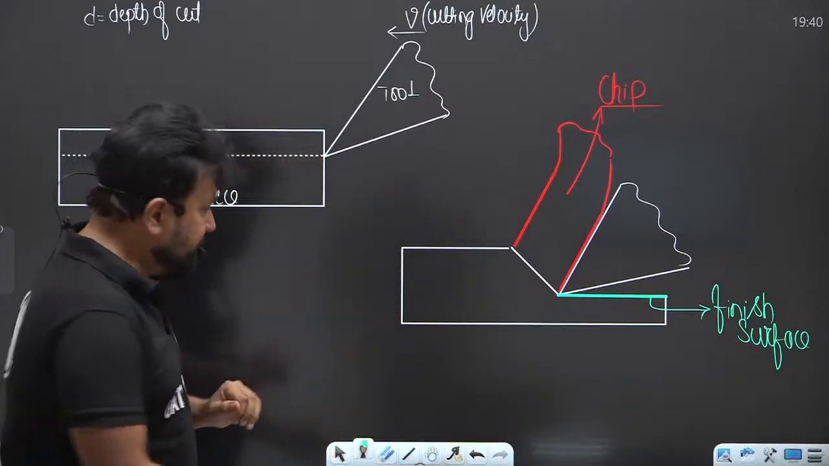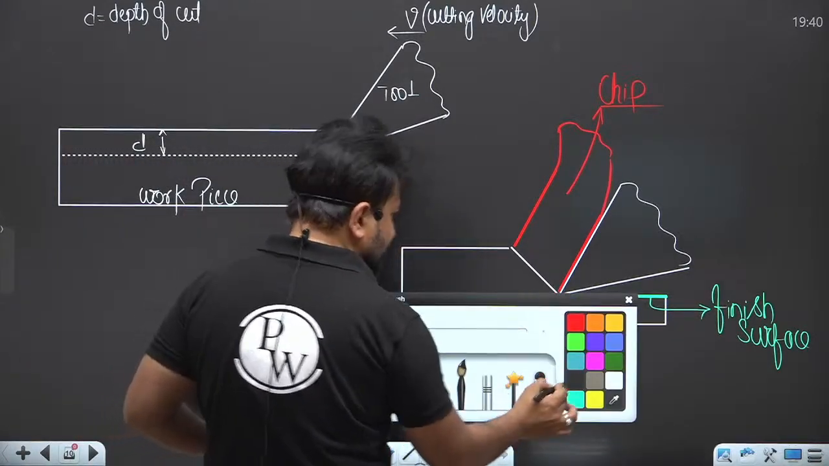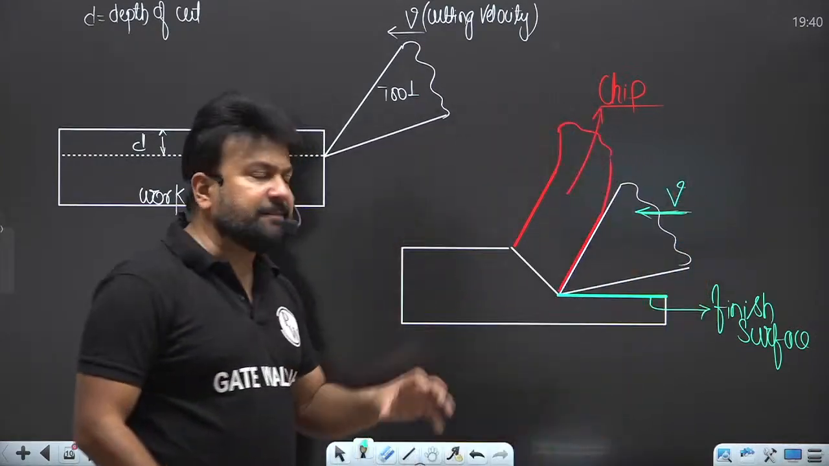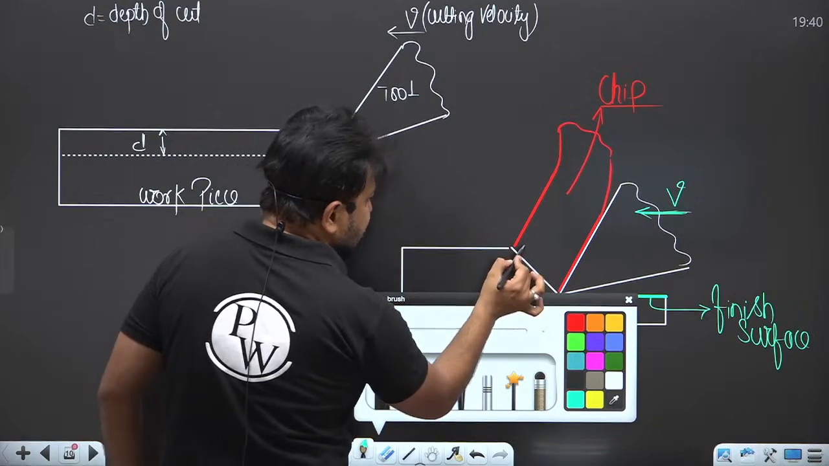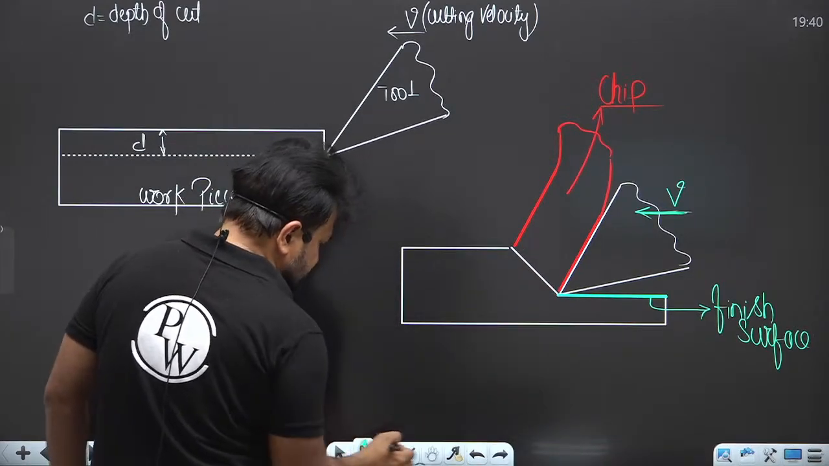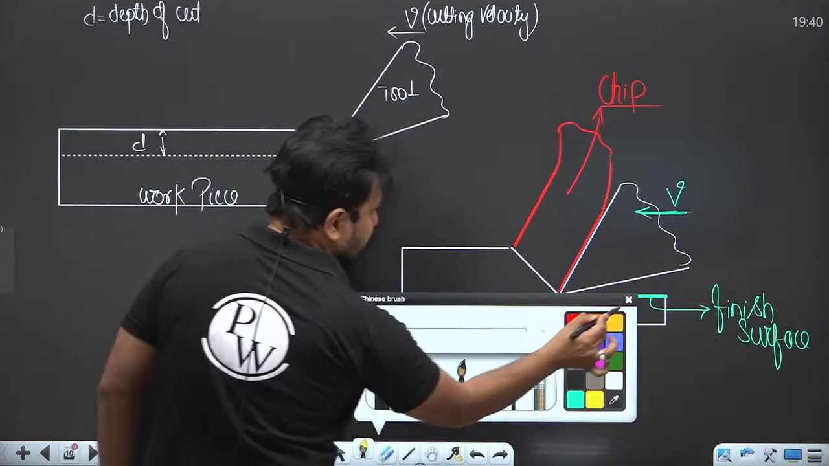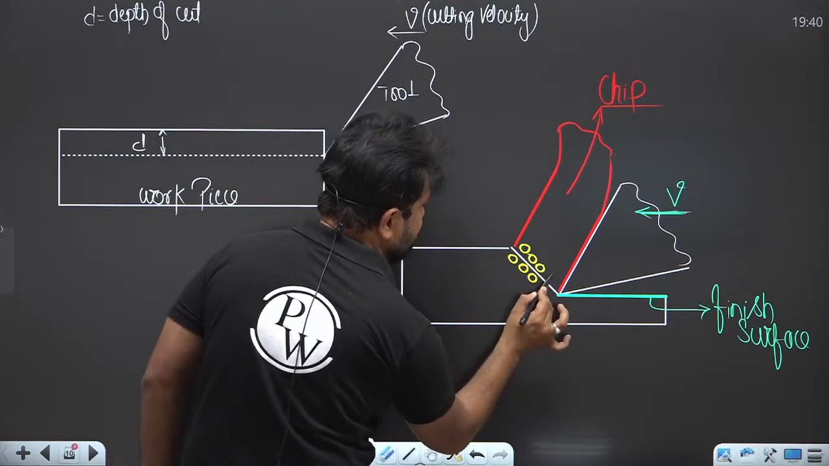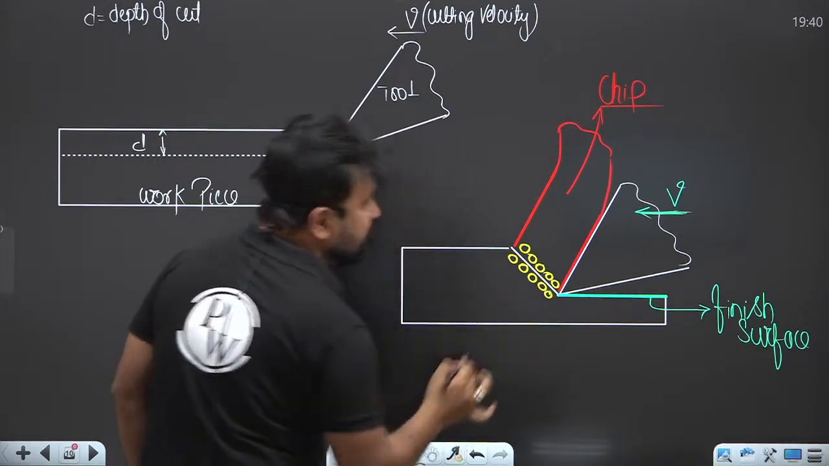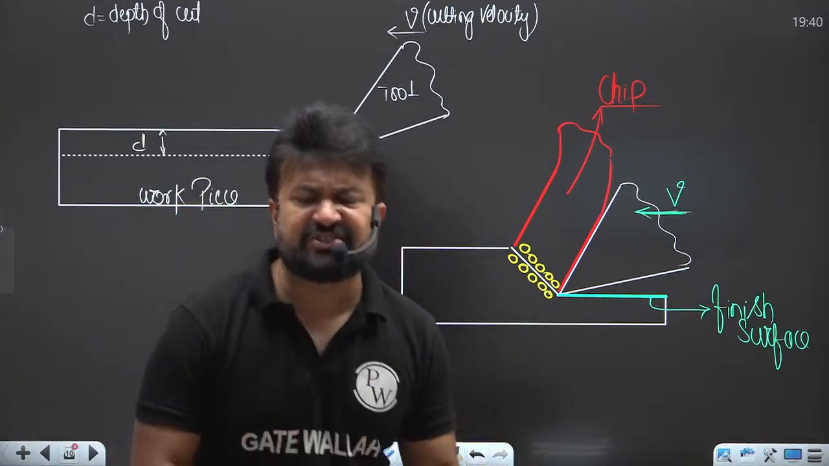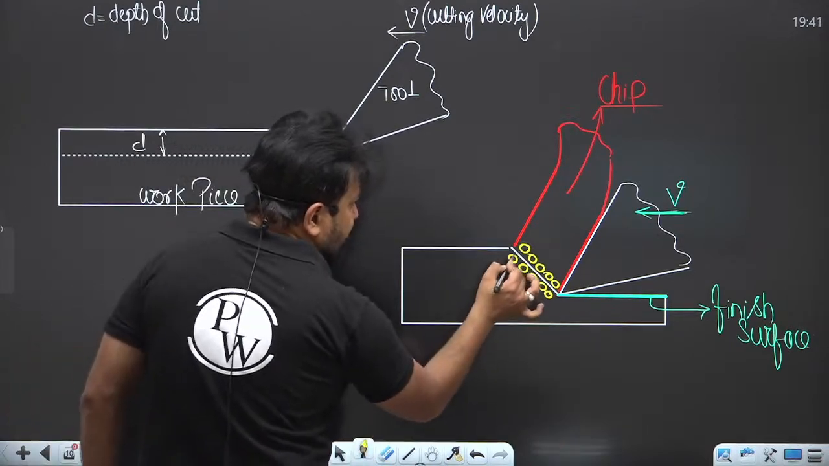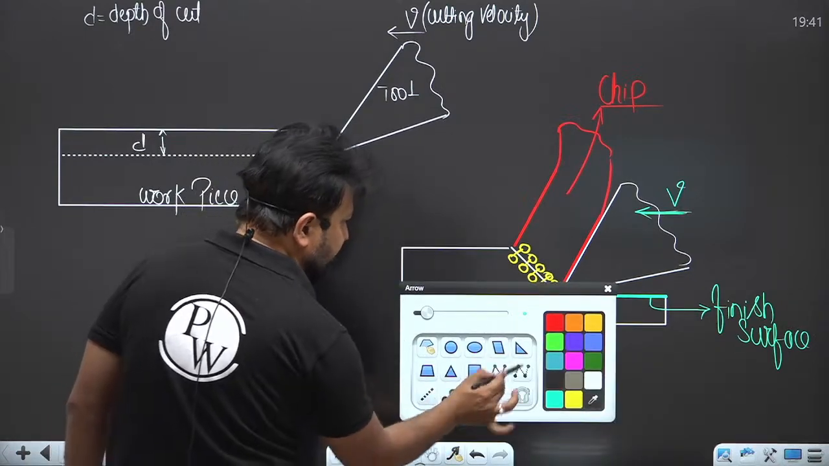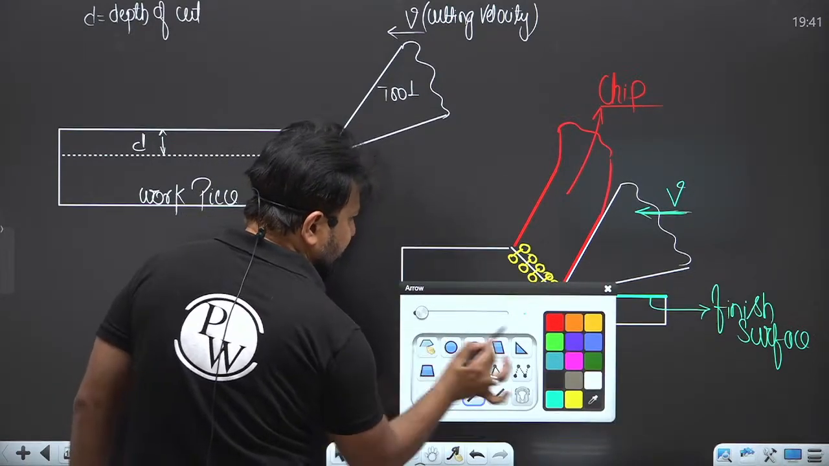So this is a chip, my dear. Here you can see this is a tool which is moving. Here there is a crystal structure. Crystal structure means there are atoms. There is a plane, and in this plane, a shear force is going to act.